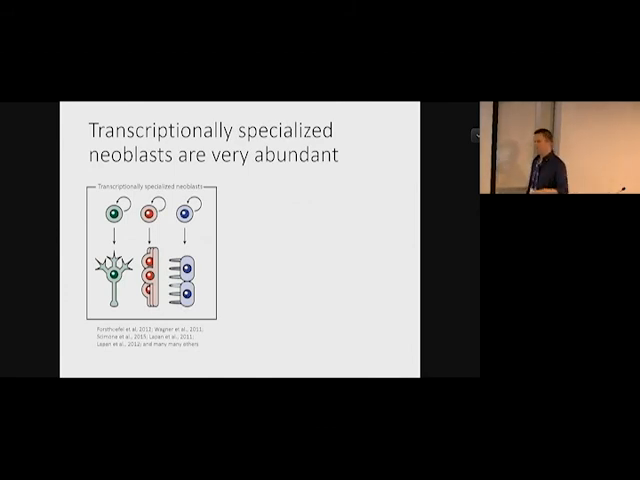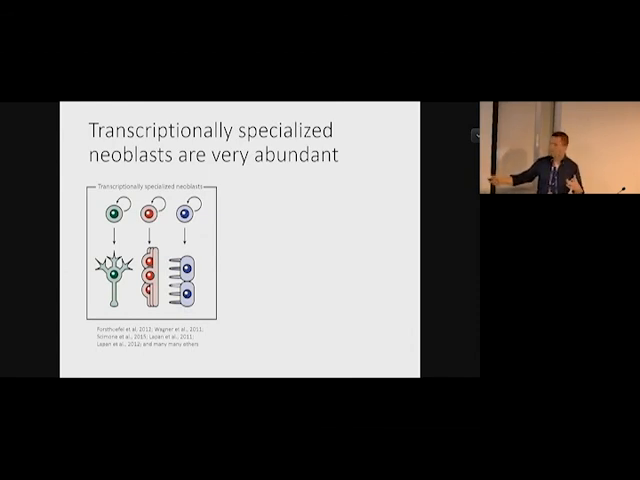I'd say that's probably 20 to 30 papers, all in all, that reported that neoblasts have a specialized gene expression. What it means is that they could identify stem cells within the animals that express transcription factors associated in a one-to-one relationship with a certain lineage.